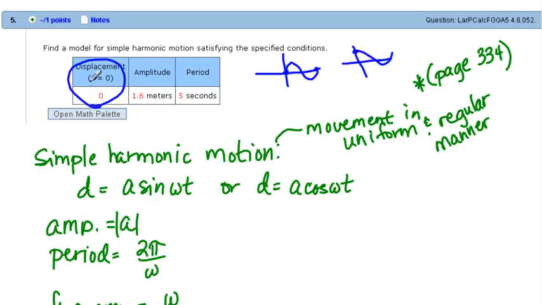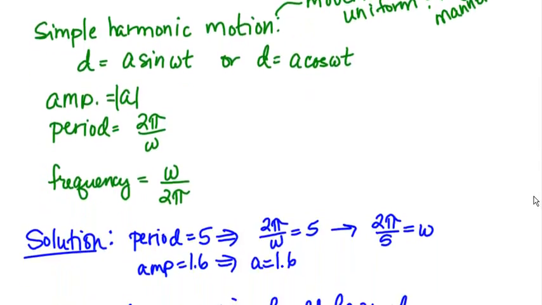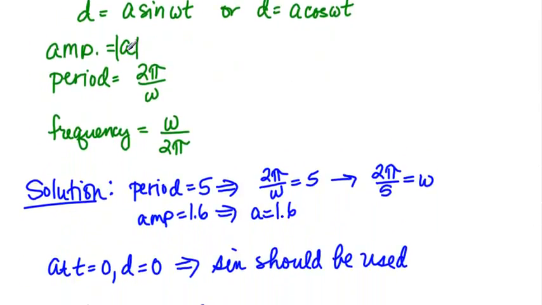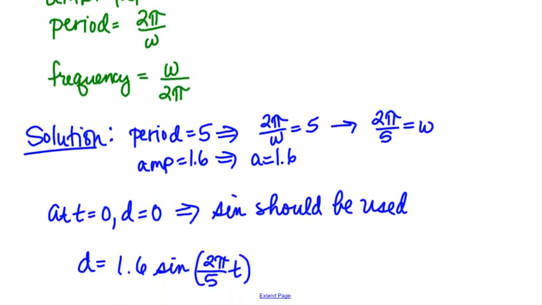So in this particular problem, we said we had a displacement at time 0 of 0, the amplitude is 1.6, and the period is 5. So we know the amplitude tells us what A should be, which is 1.6, and 2 pi over omega is going to be set equal to our period, which is 5. So we can solve for omega to get 2 pi over 5 is equal to omega. So we know sine should be used, as we just talked about. So the formula for this one is d is equal to 1.6 times sine of 2 pi over 5 t.